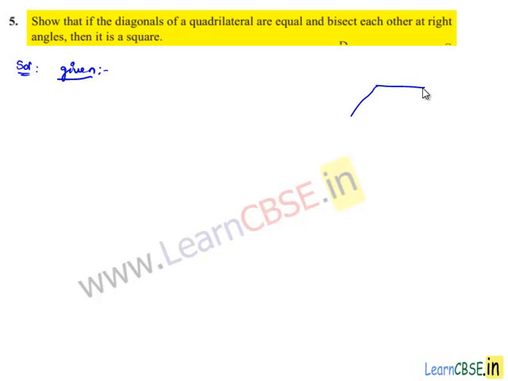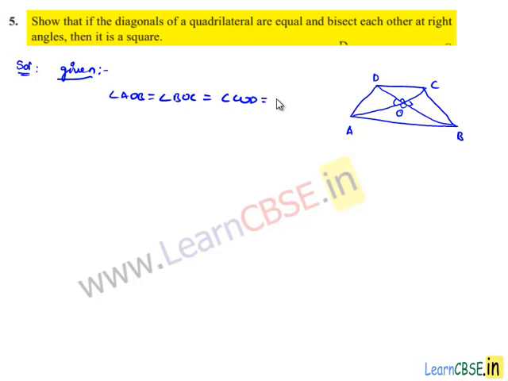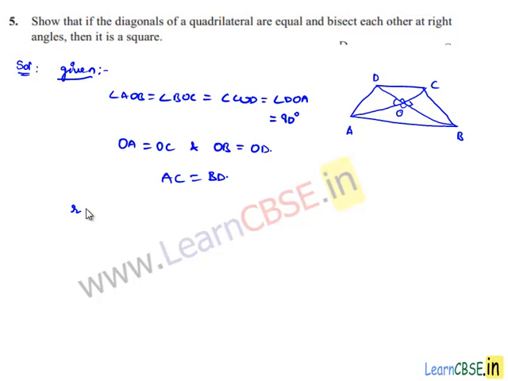So let us consider a quadrilateral ABCD in which the diagonals BD and AC intersect at O, and he says that they bisect each other perpendicularly. So all these angles will be 90 degrees. So we can say angle AOB is equal to angle BOC is equal to angle COD is equal to angle DOA is equal to 90 degrees. And as the diagonals bisect each other perpendicularly, we can say OA is equal to OC and OB is equal to OD. And he also says that diagonals are equal. So we can say AC is equal to BD. Now we are required to prove that the given ABCD is a square.